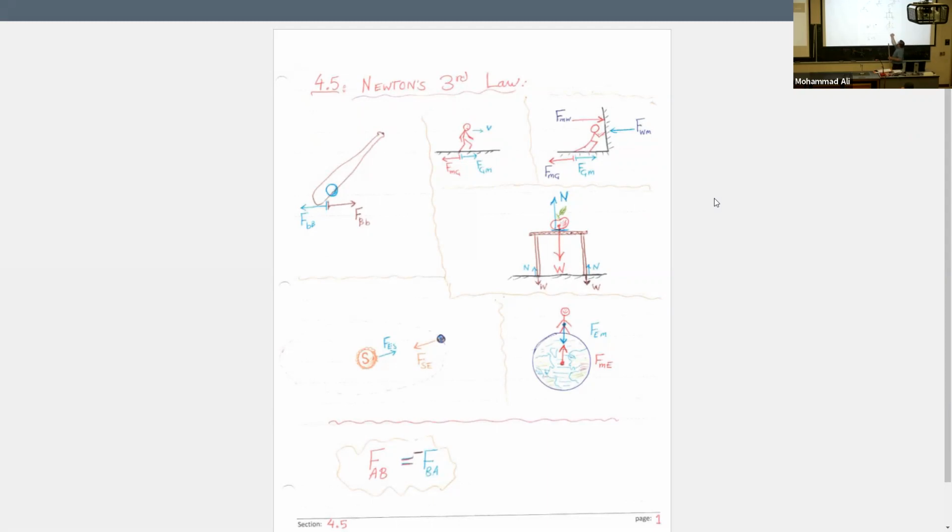Earth pulls me and attracts me by a force. What is that force? What did we call it before? What is the force that the earth acts on me, pulling me to its center? The gravity, yes. What is that for me? It's my weight, right? The force of the earth attracting me.